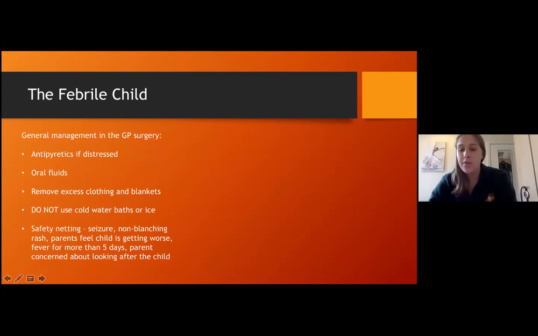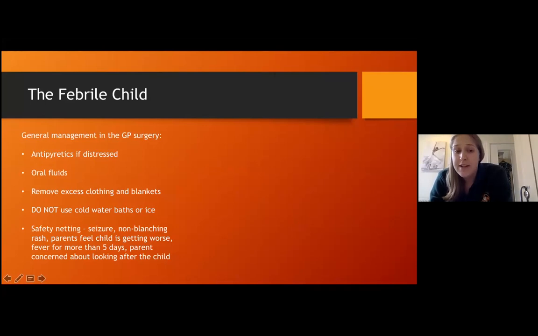Okay, so if you decide you can manage this child in GP, they've got a fever, maybe you're not sure why, but they don't seem too unwell, you're going to give them some antipyretics, so paracetamol or ibuprofen, if they're particularly distressed, to try and get that temperature down a bit. You also might want to give them fluids, especially if they look dehydrated. It's good to remove any excess clothing or blankets to cool them down a bit, but you shouldn't use cold water baths or ice, that's not recommended.